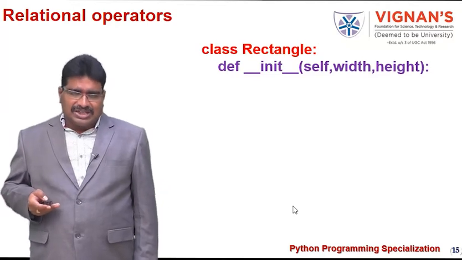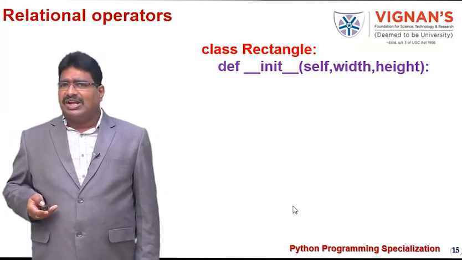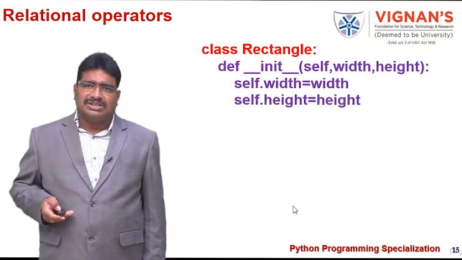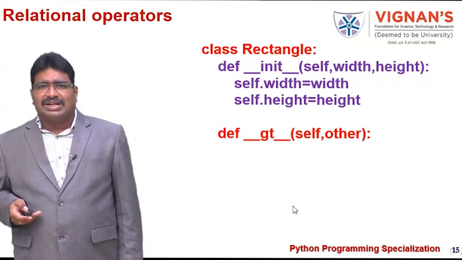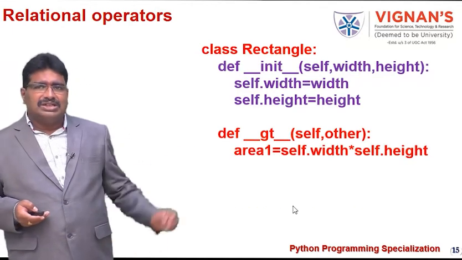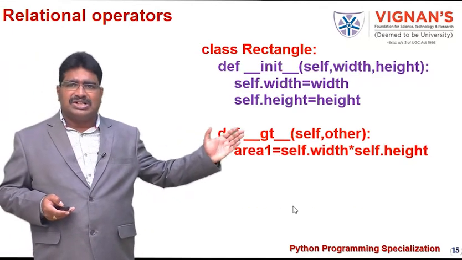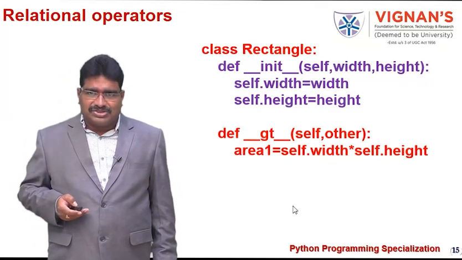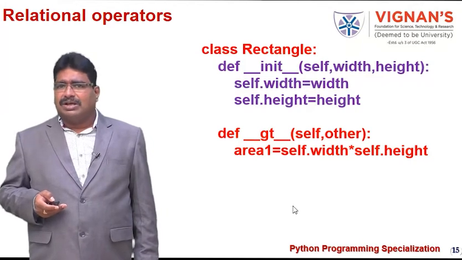So we define a rectangle class. With the constructor, it takes the width and height. Those are assigned to the object data members width and height. And similarly, we define the greater than function. Here, def __gt__ indicates that we want to overload the greater than operator, and it takes self, other.